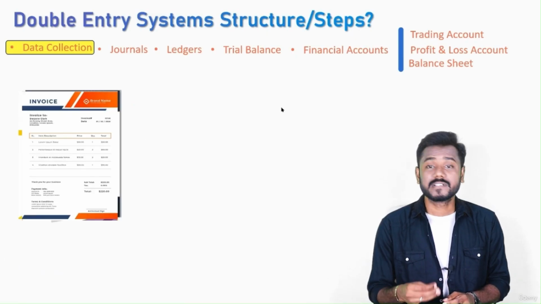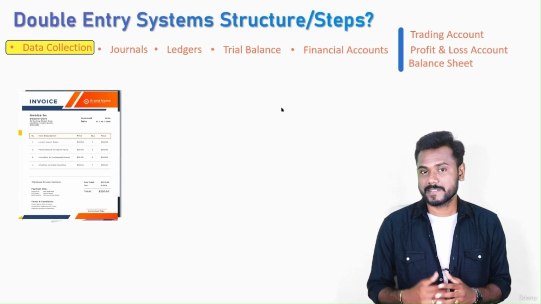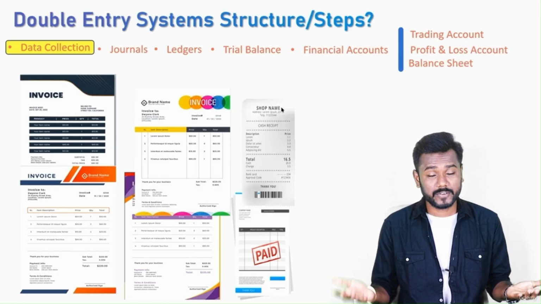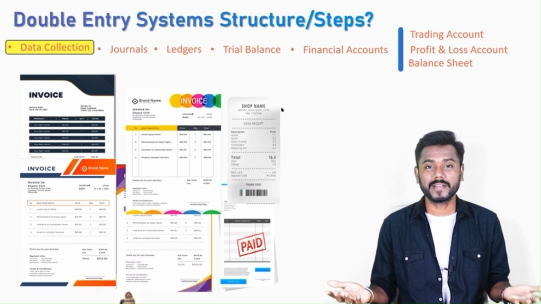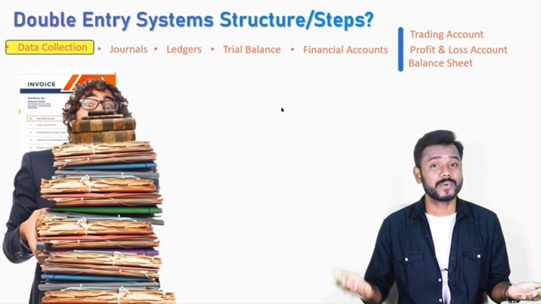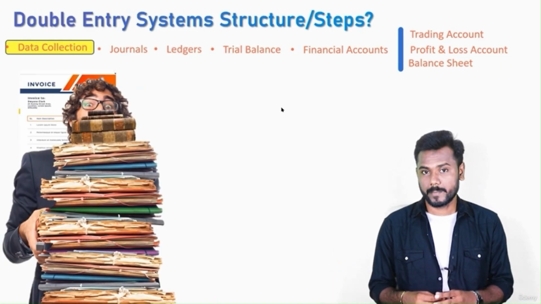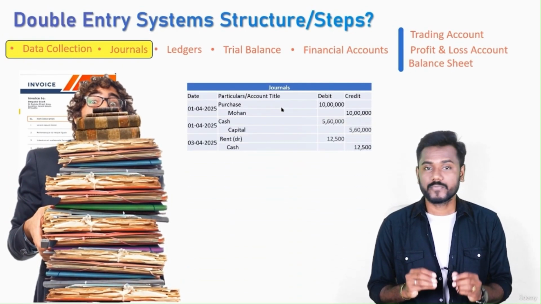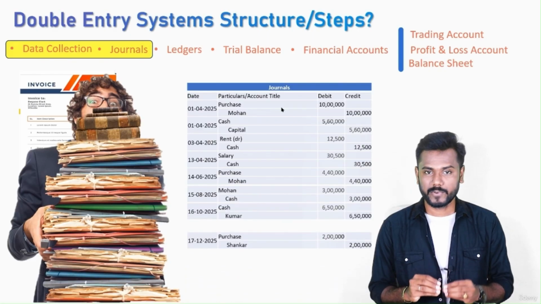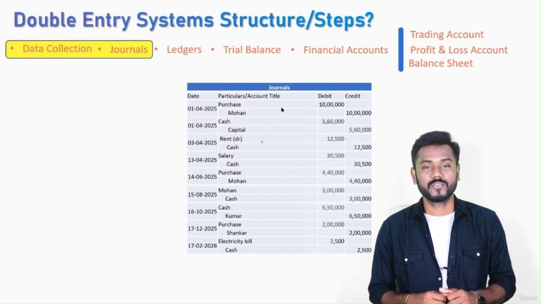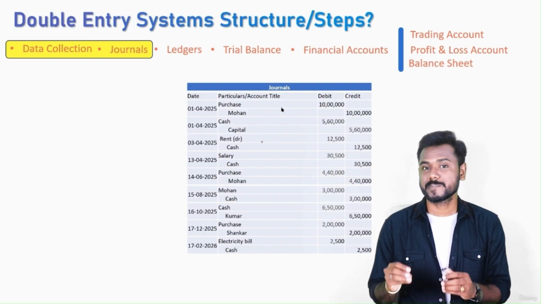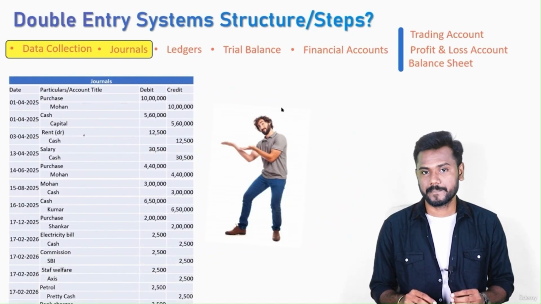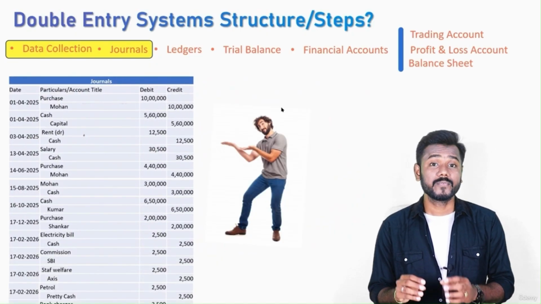What is the next step? Journal. What is a journal? Journal is a process which converts business activity proofs, which converts the data from raw format to accounting format. From raw format to accounting format. Journal is a process which converts business raw information, business basic information, into a two-line accounting transaction. The conversion of business basic information into an accounting transaction is known as journal. Journal is also known as the book of original entry.